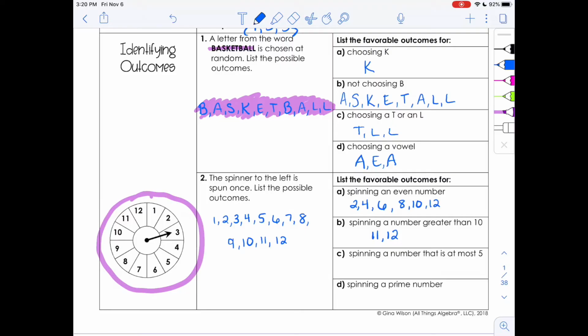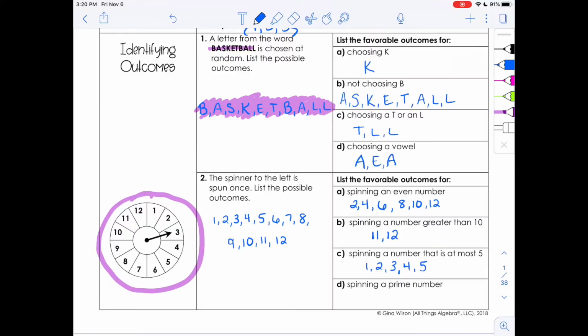C, a favorable outcome, spinning a number that is at most 5. So the biggest it is 5. 1 is at most 5, so it's 5 or less. 2, 3, again, it's at most 5, and it's on our spinner. 4 and 5. All of those are at most 5, and they're all on our spinner.